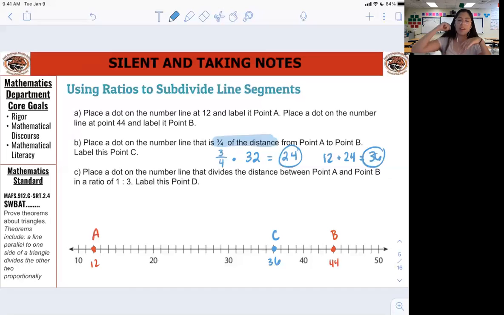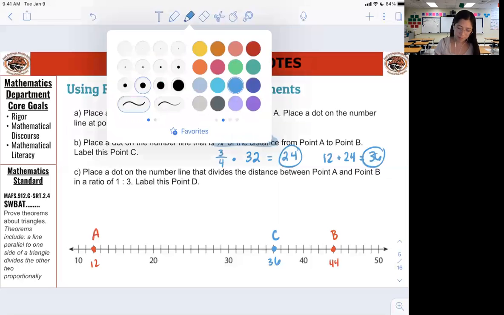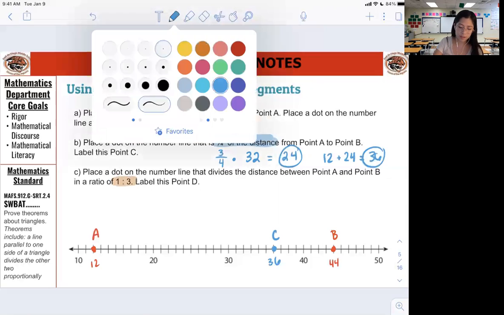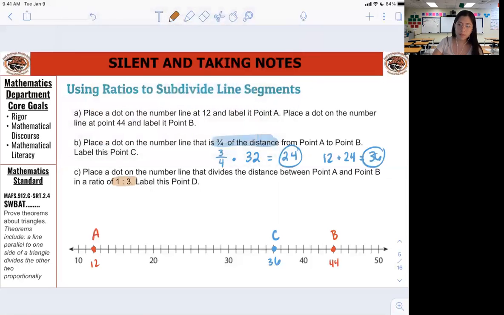Good, nice. So it is on the 20. Nice job, Janelle. Nice job, Tyrone. Let's talk about why that's true. This time, my ratio is 1 to 3. So what's the fraction that that turns into? What fraction is that?